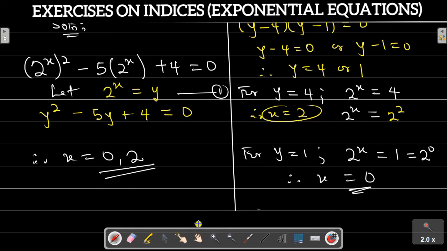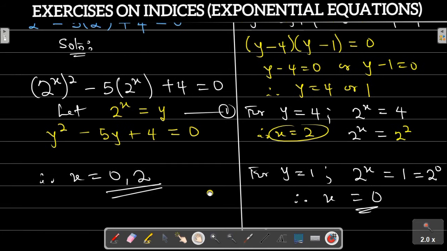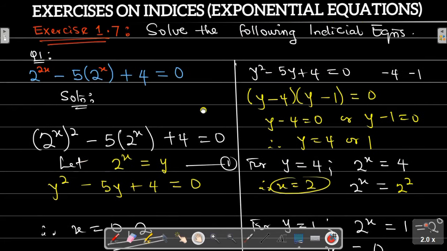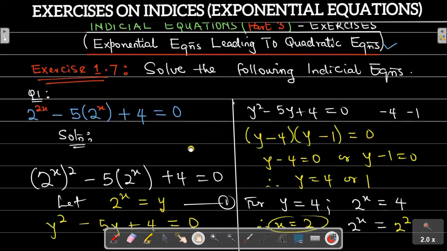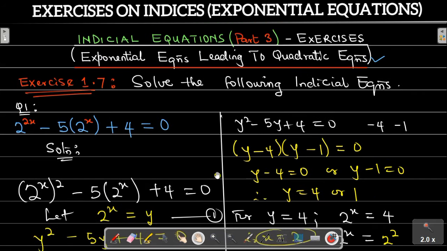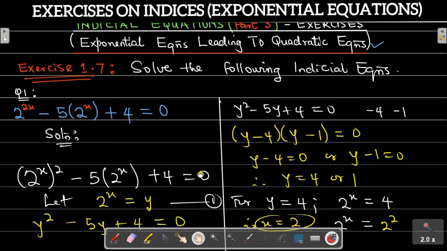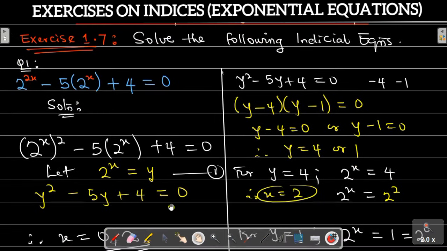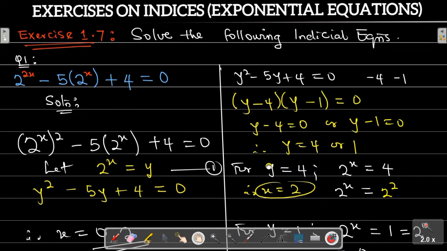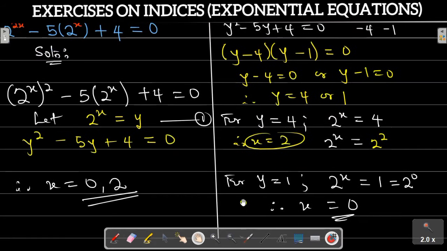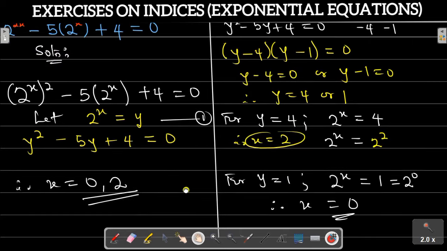So this is what it takes to solve problems like this, exponential equations of this nature that lead to quadratic equations. You first of all find the factor that you need to substitute here, and when you have it, then substitute it. Immediately you do that substitution, you will get a quadratic equation. Solve the quadratic equation to get the value of the variable you brought in, and then afterwards use that variable to get the value of the one you are asked to get, in this case x.